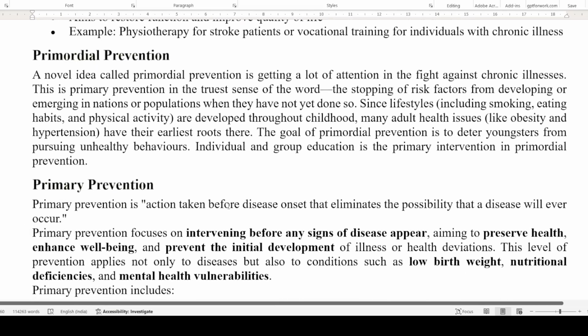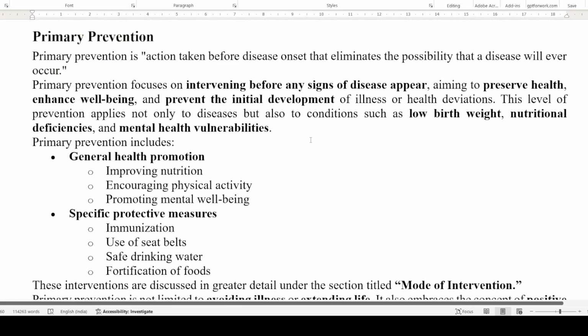So here we have the prevention types in detail. Since lifestyles including smoking, eating habits, and physical activity are developed throughout childhood, many adult health issues have their earliest roots. So primordial prevention means we have to prevent it from childhood so that in the future, when they become adults, they may not have the issues. Primary prevention is action taken before the disease sets in, and eliminates any possibility that disease will ever occur.